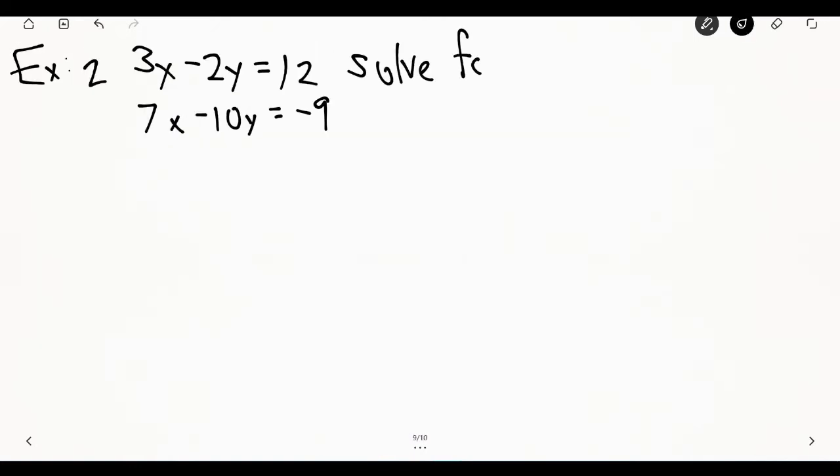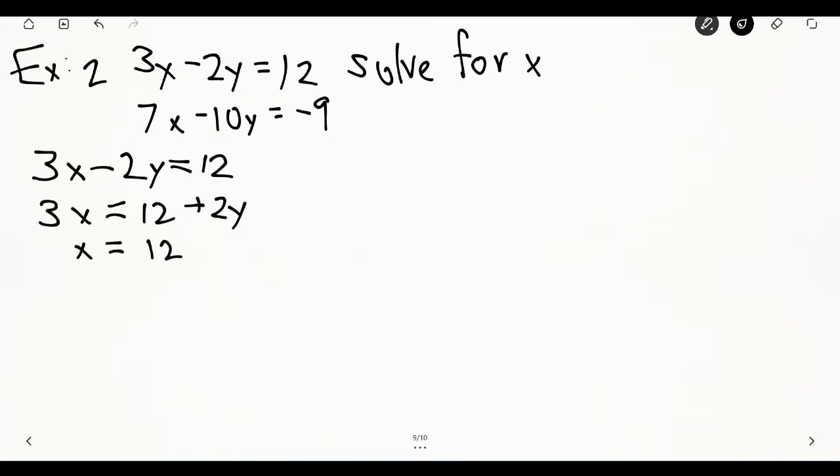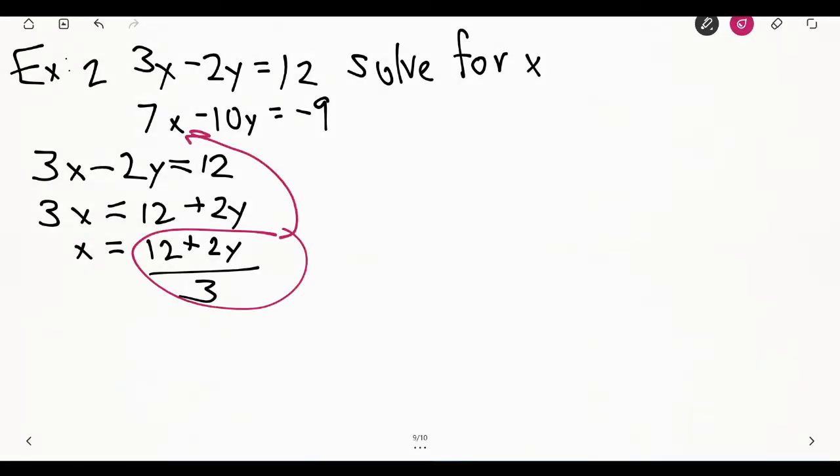For example 2, let's solve the system of equations 3x minus 2y equals 12 and 7x minus 10y equals negative 9. First we have to solve for x. Take the equation 3x minus 2y equals 12, add 2y to both sides and divide by 3. Now we have x equals (12 plus 2y) over 3.